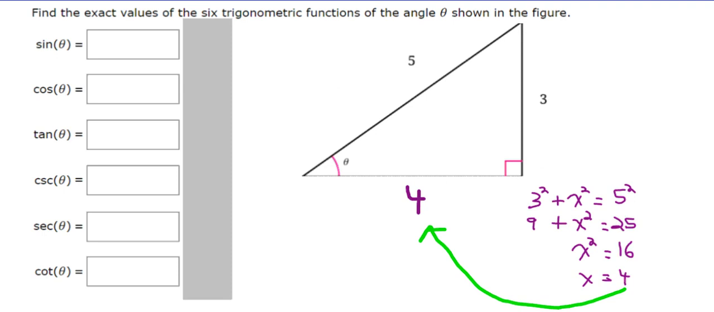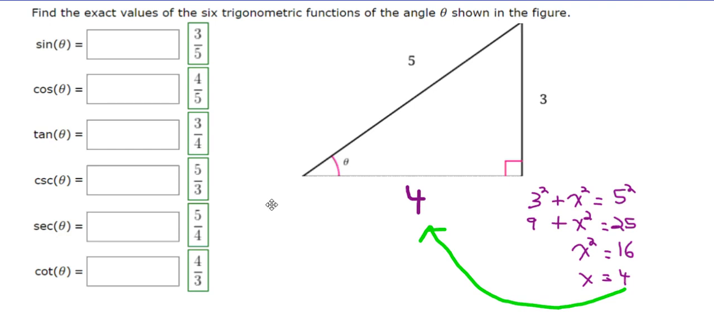So you'll see something like this on the test, just like you did with WebAssign, where there's a triangle, and they're asking us to find all the 6 trig functions of this angle theta. We don't know what theta is. We don't care. We're actually looking for what is the sine of that angle and the cosine of that angle. So first, we had to find that the missing side was 4, right? We used the Pythagorean theorem to find the missing side's 4. And then we're just using SOHCAHTOA and our knowledge of which trig functions are flipped, and off we go.